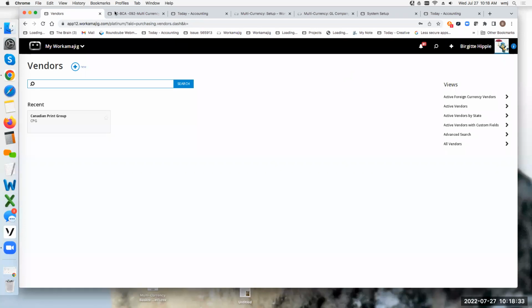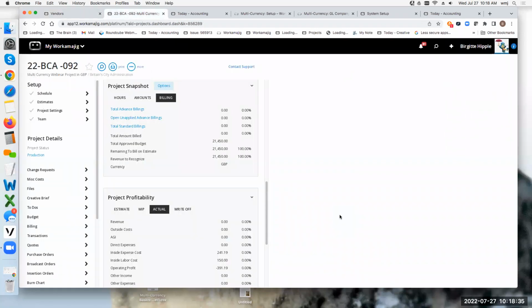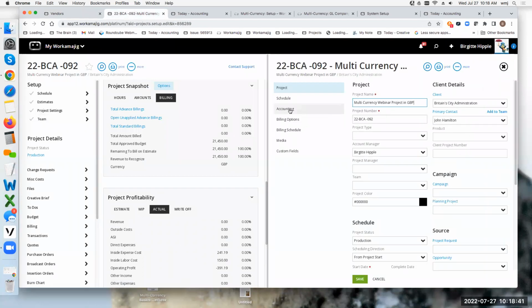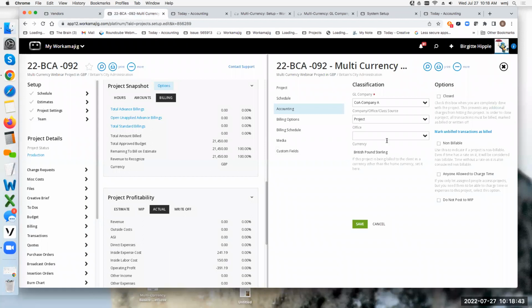Okay. So if we go and look at a project, I have a project here in my project settings. In my accounting tab, I have the currency. As you can see, I can no longer change it. That means I have actual transactions on this project that have locked this currency field down. So when I go to bill this client, I will actually be billing them in British pounds. Okay.